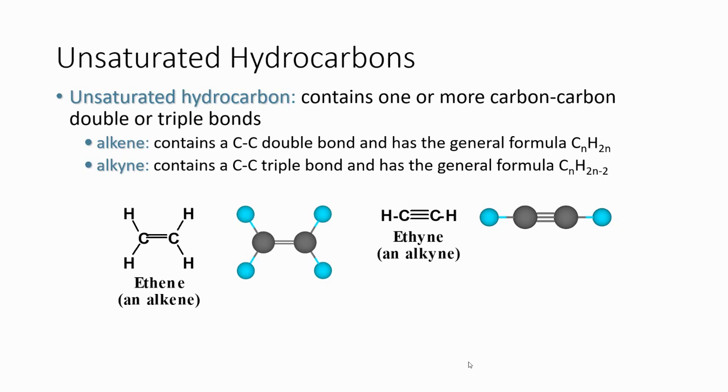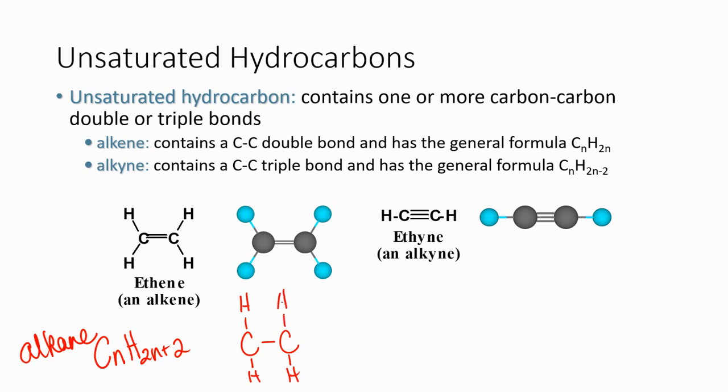So if we think about our typical alkane that had the formula CnH2n plus 2, we could look at a simple one like ethane. And ethane would have 2 hydrogens for every carbon. So there's the H2n plus 2 that are on the n carbons.